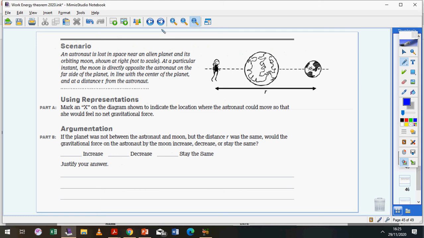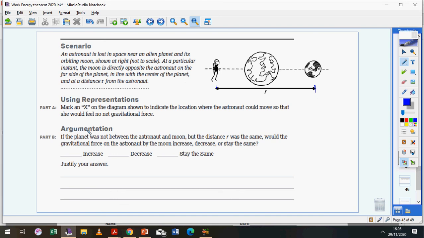So in case we run out of time in class, I'm also making a video for these 2 pages, 110 and 111. And in case we don't finish them in class, there will be a homework plus 112 to 113, of course. So an astronaut is lost in space near an alien planet and its orbiting moon, shown on right, not to scale. At a particular instant, the moon is directly opposite the astronaut on the far side of the planet, in line with the center of the planet, and at a distance r from the astronaut, right? So the distance between the guy and the moon is r.